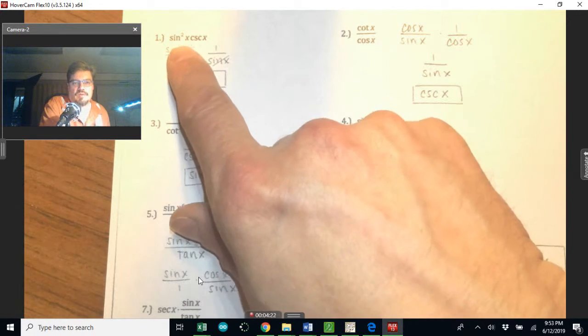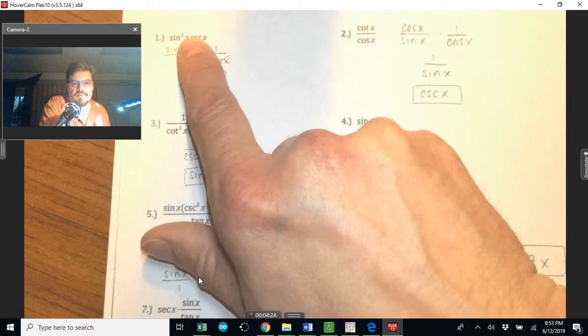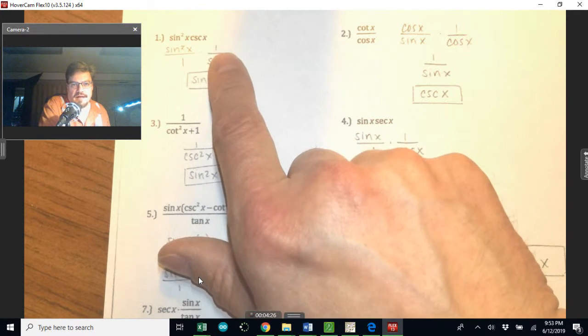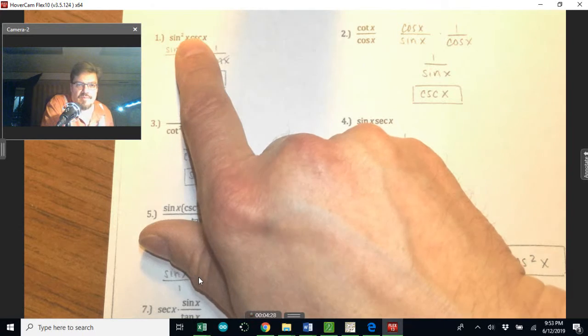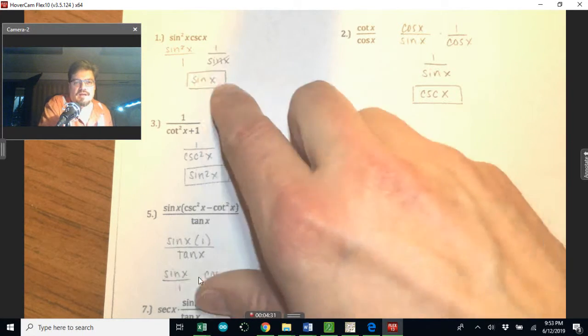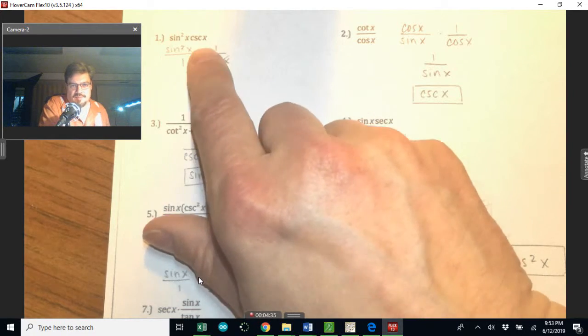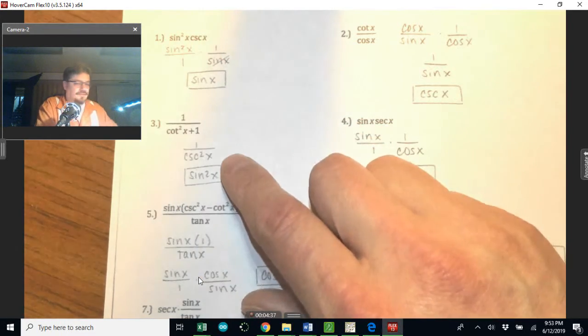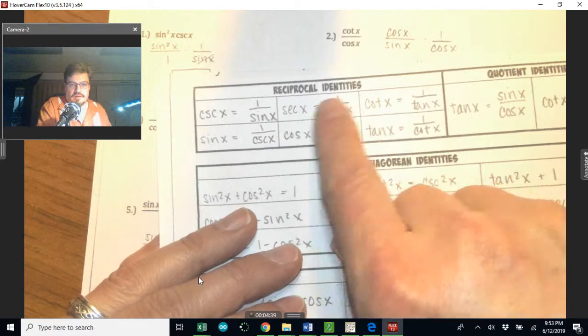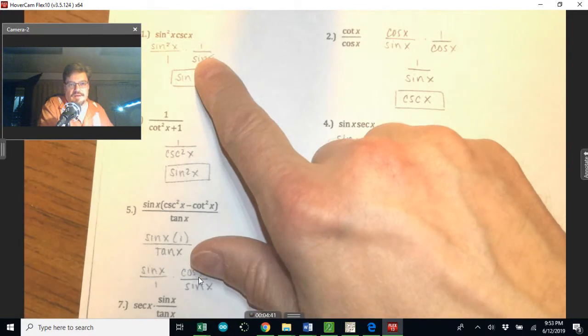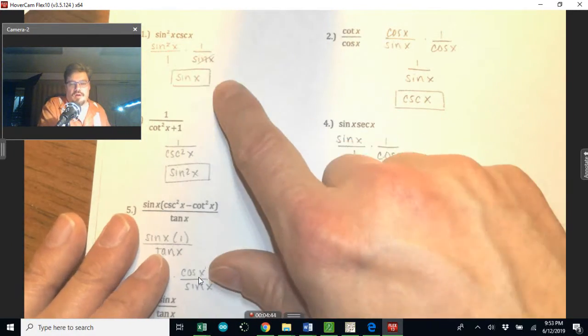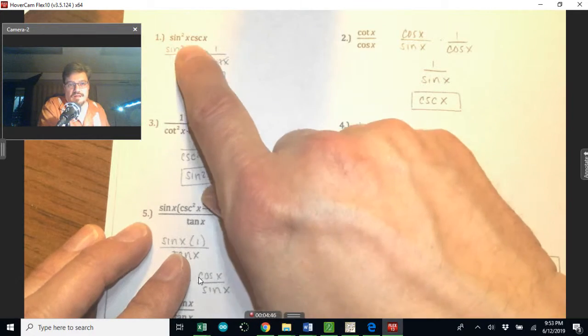Over here, sine squared times the cosecant x. Now notice they don't even bother with a multiplication or a dot or anything. The x is assumed to always be there, and these are multiplied. Now cosecant is defined. Look it up. Cosecant is 1 over sine. So there it is, 1 over sine. Cross one of them out, and you've got one left over.